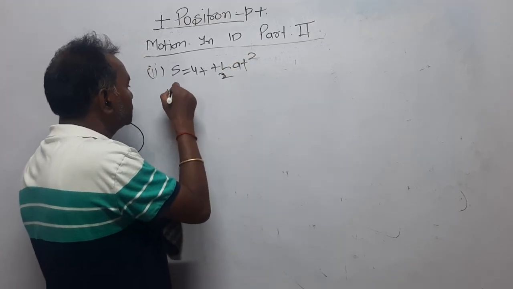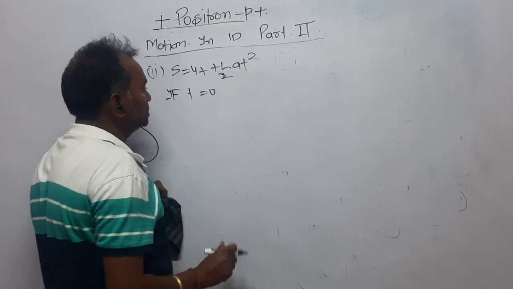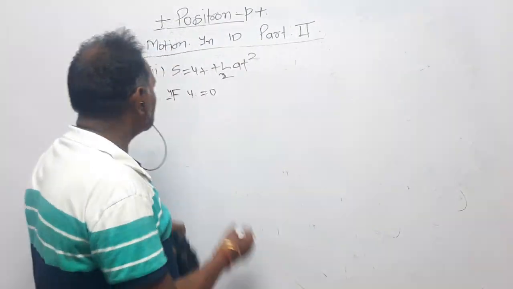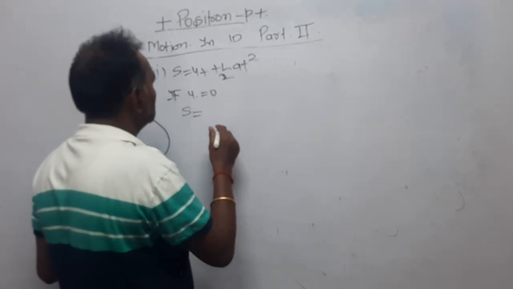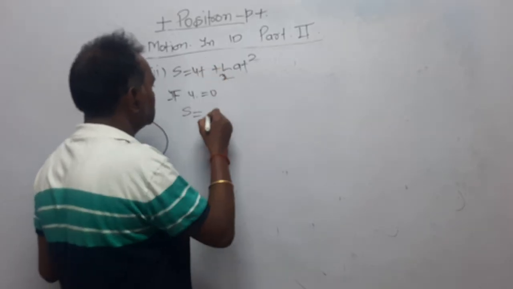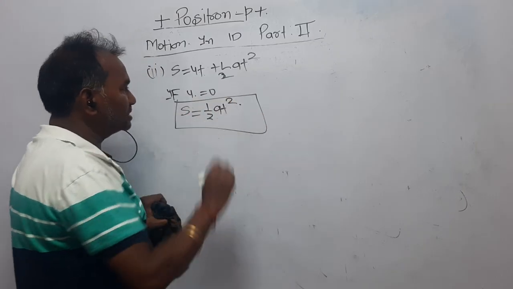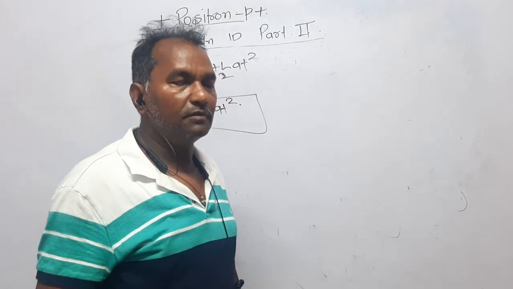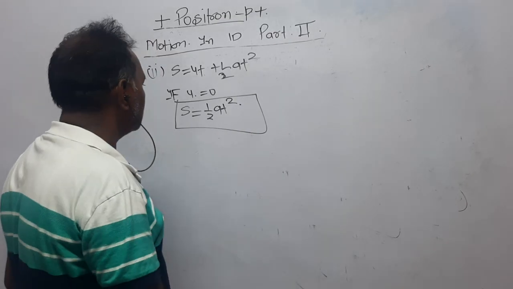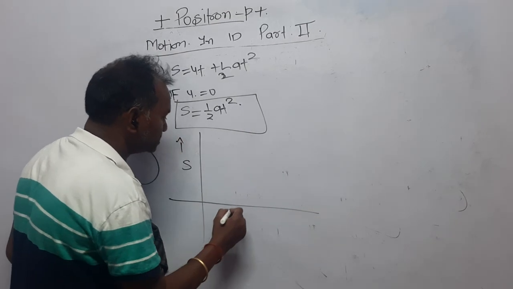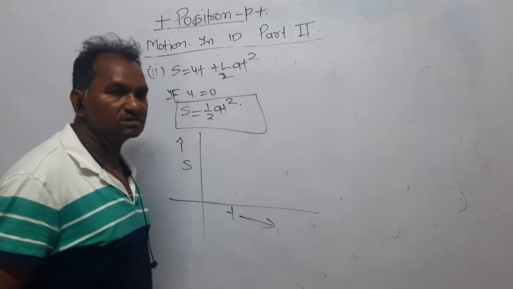If u equals 0, which means the body begins its motion from rest, then s equals half at square. First we will plot s equals half at square, then we will plot s equals ut plus half at square, right? On the y-axis I am considering s, and on the x-axis I am considering t.